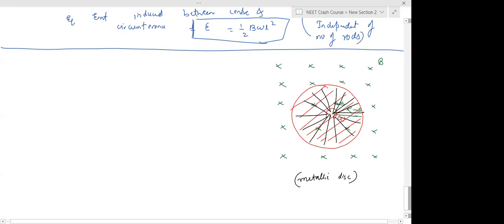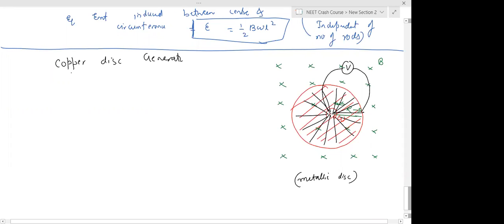Since it is independent of the number of rods in between, the EMF induced between the center and circumference will also be the same. Here we can assume each rod length is equal to the radius of this disk. So there will be an EMF induced between the center and the circumference if any metallic disk is rotated with some velocity about an axis perpendicular to it.